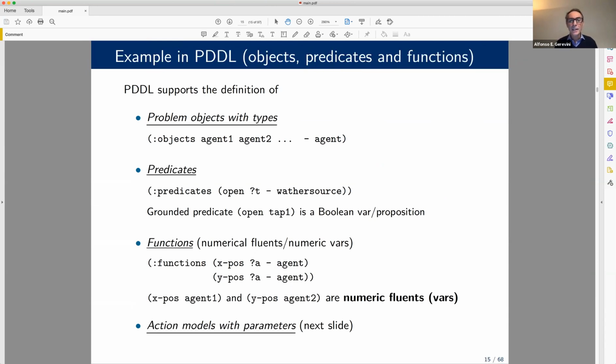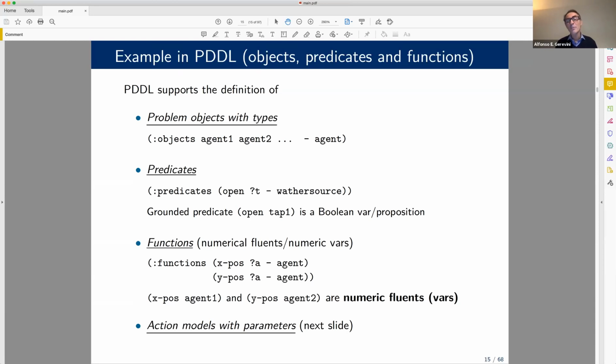Then we have predicates. That is a way of describing what I call the Boolean variables. We have predicates with parameters, and once they are instantiated with the objects of the problem, they give the propositions or Boolean variables of the problem. So here, for example, open T, where T should be a water source, is instantiated with open tap 1, and open tap 1 is a Boolean variable.